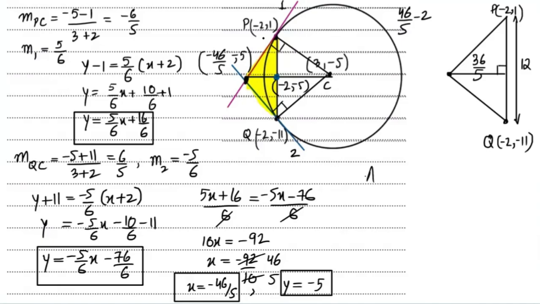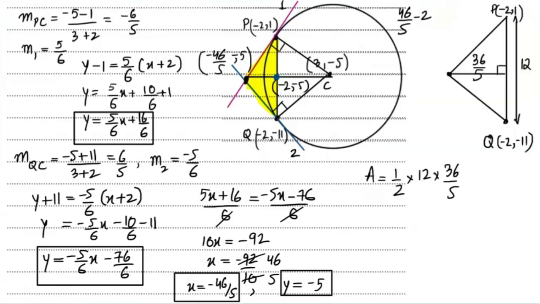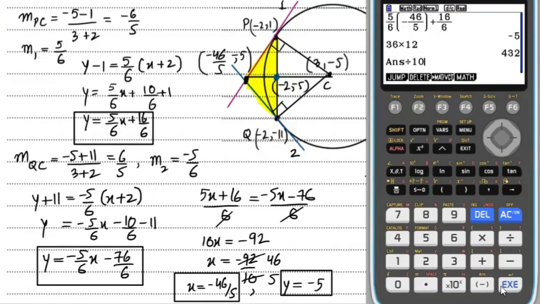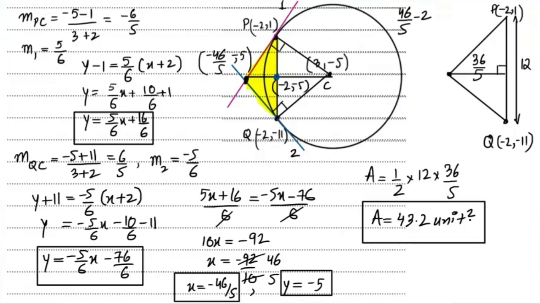So area of triangle will be 1/2 times base times height, 36 over 5. I can just throw this in my calculator. 36 times 12 is 432, divided by 10. So my answer should be 43.2 units squared.